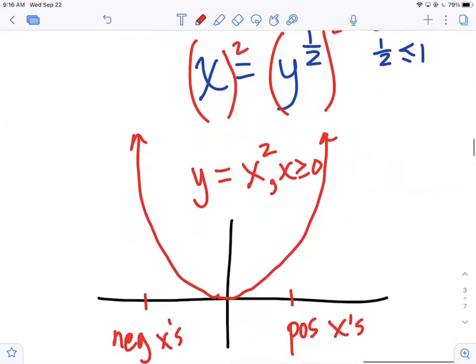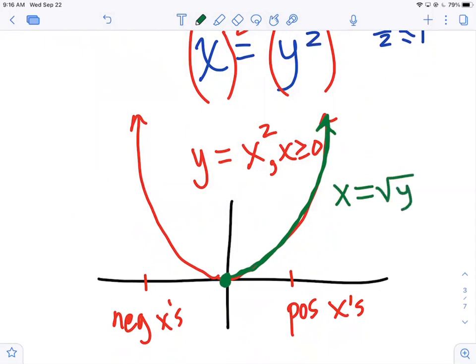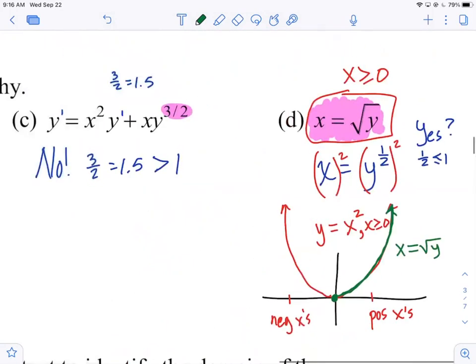So what does that actually look like? Here's 0, and then positive x's look like this. So it's just the green graph, which is the equation x equals the square root of y. So that's kind of what it means to have only half of an output. We don't see the whole graph, but does the green portion of the parabola still pass the vertical line test? Yeah, it does.